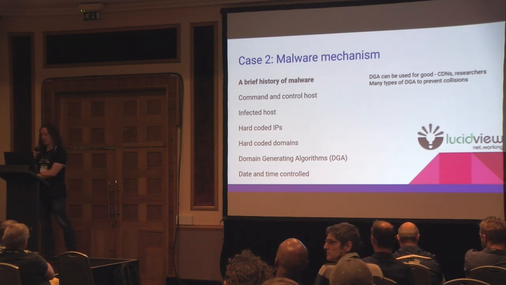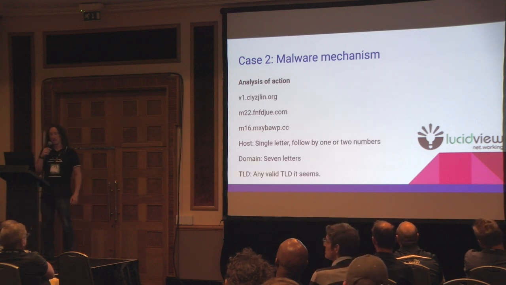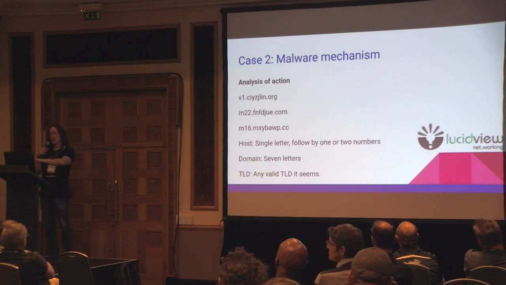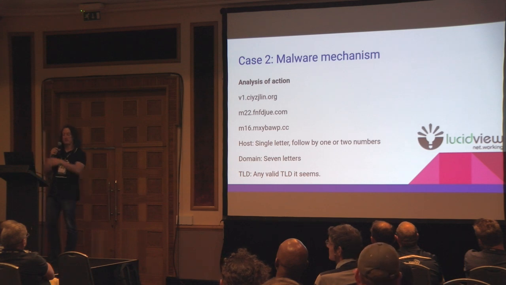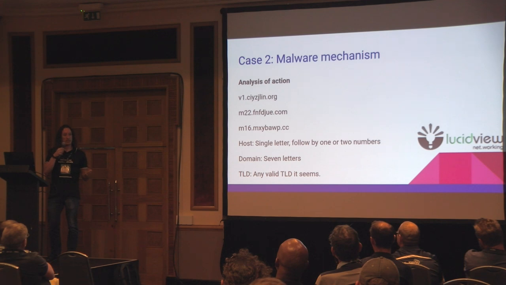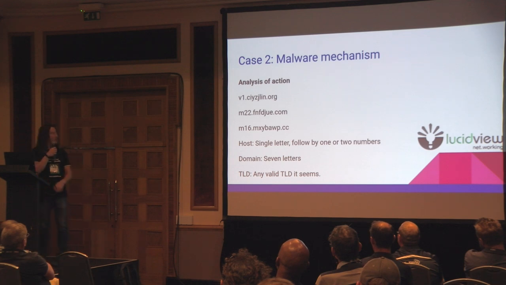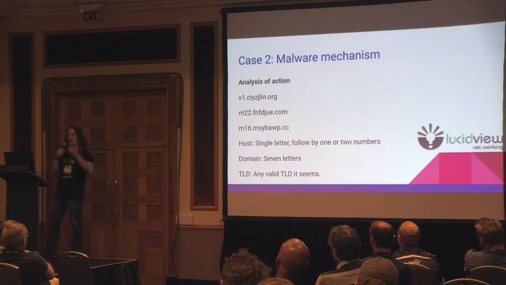Now, if I just go back up quickly, if you look at this, a domain over here, in this case, we've got v1.ciy and the rest. The actual host component turned out to be irrelevant. It's a decoy, security through obscurity, that kind of thing. So the actual component that was important here is the domain itself, ciyzjlin.org, and obviously it would randomly generate a sequence of the seven-letter domain with a top-level domain as well, and it would talk back home like that.